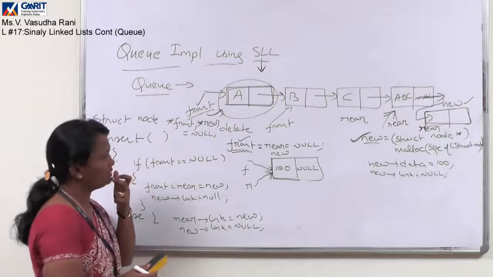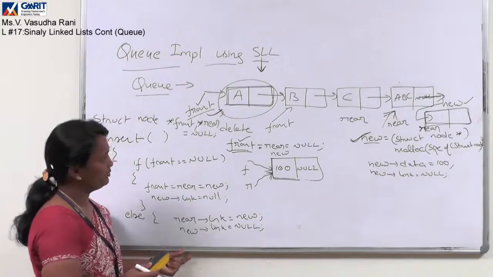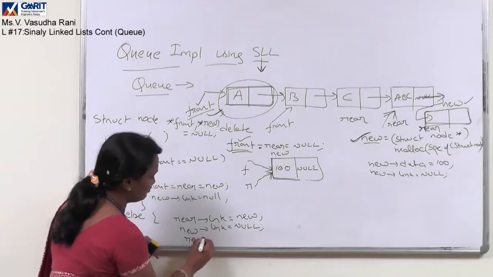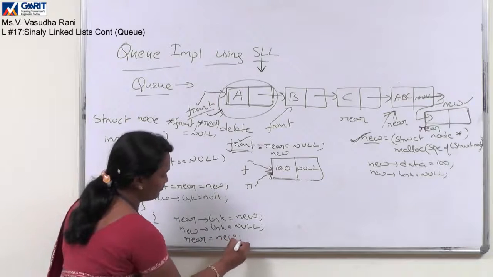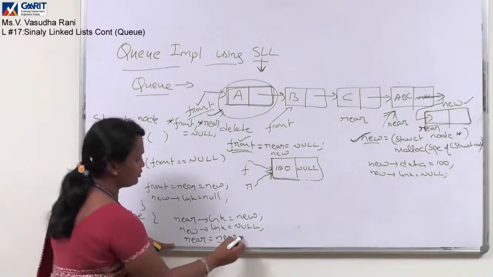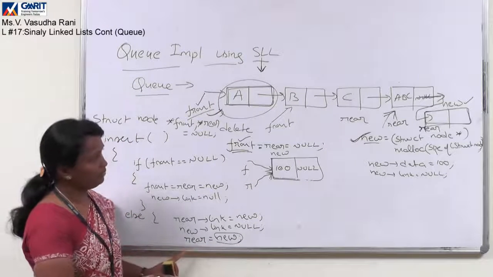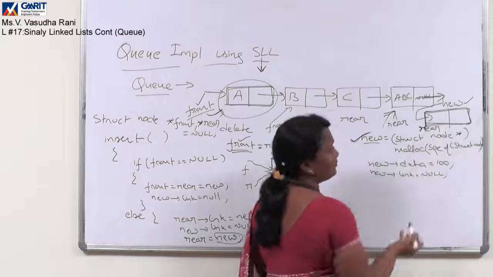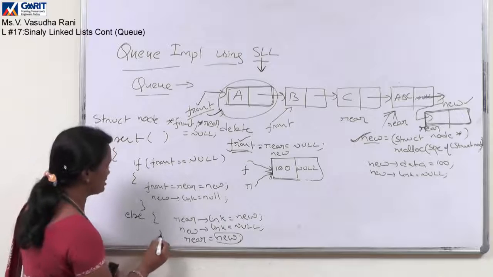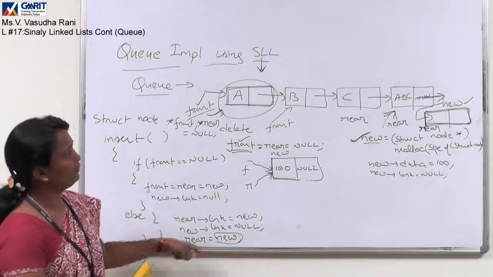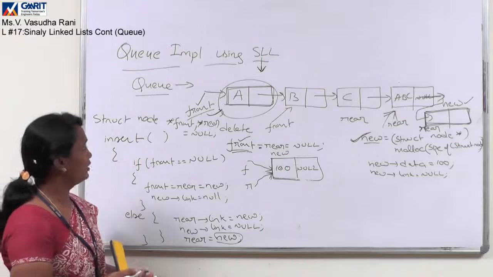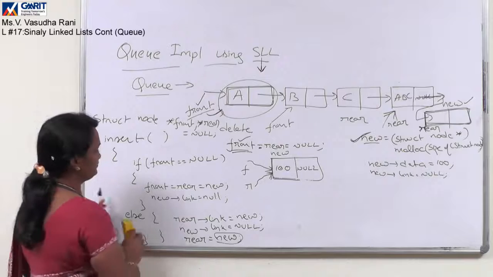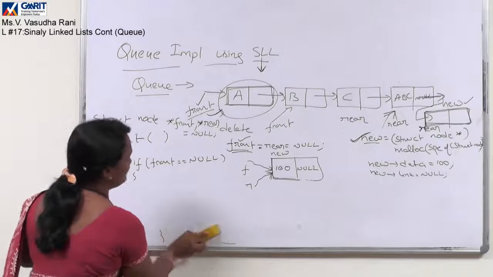Sorry, previous pointer is not required. Simply we can do it like rear equal to new. With this statement, we are storing the address of new node into rear pointer. So our last node now is made as rear. So using these instructions, you can perform insertion on the queue with the implementation of singly linked list. Okay. Now let us see the deletion.